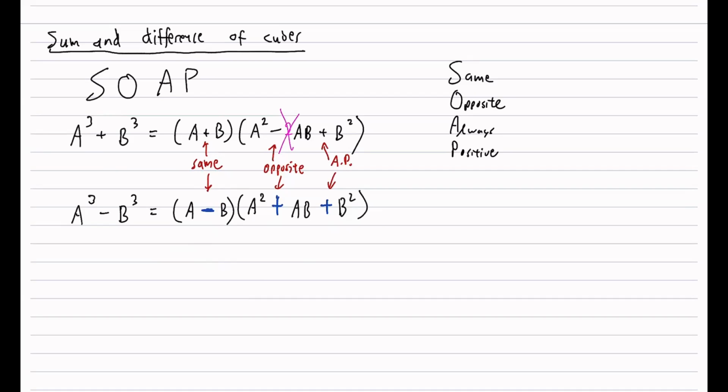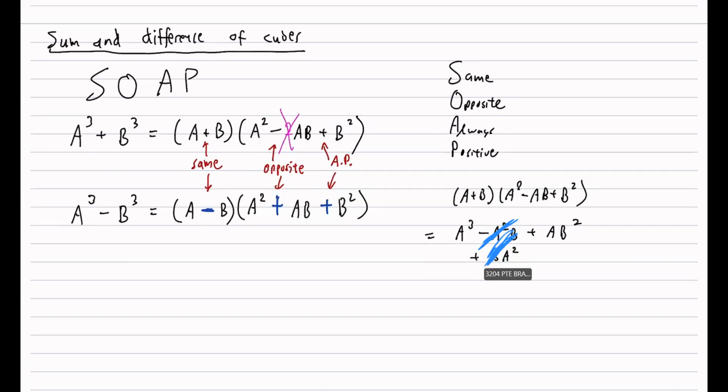For a cube plus b cube. So let's see. A plus b multiplied by a square minus ab plus b square. Let's expand this. So a times a square, you get a cube. A times minus ab, you get minus a square b. A times b square, you get plus ab square. And then after that, b times a square, you get plus ba square. But you should realize that ba square and a square b are the same. Later, they will cancel off.